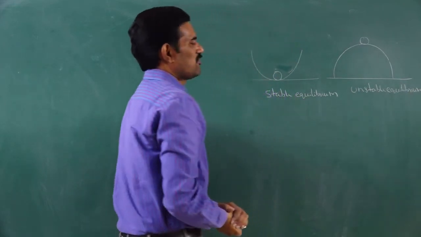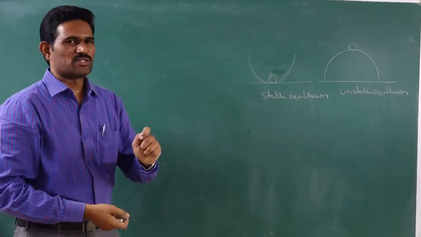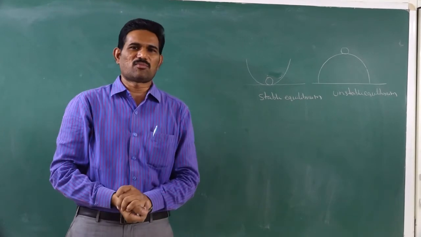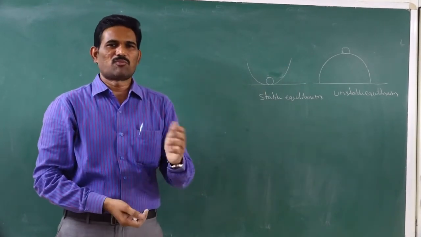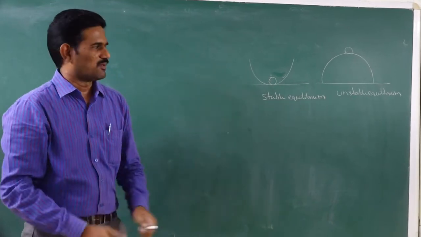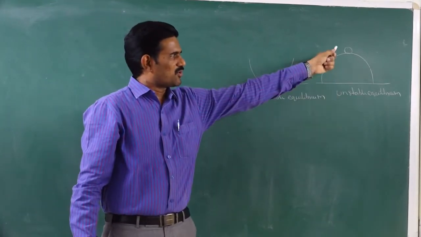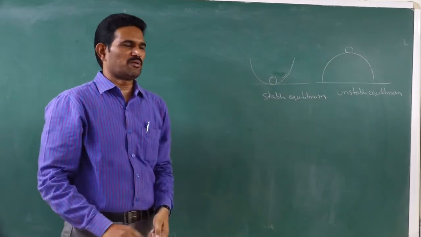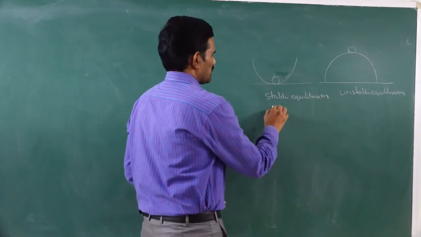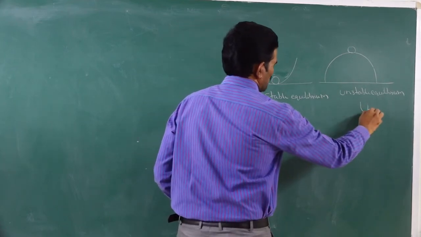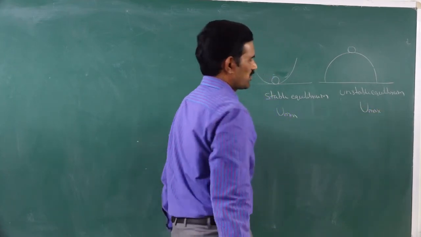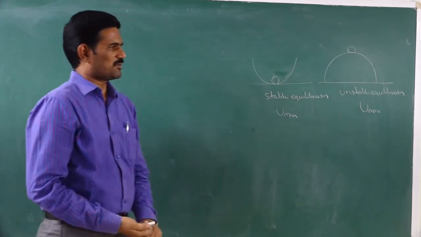So unstable equilibrium means if you displace the body slightly from the equilibrium position, then the body moves away from that position. In unstable equilibrium, you can also identify that the potential energy will be maximum. So here the potential energy is minimum and here the potential energy is maximum. U means potential energy. So the potential energy is maximum in unstable equilibrium.